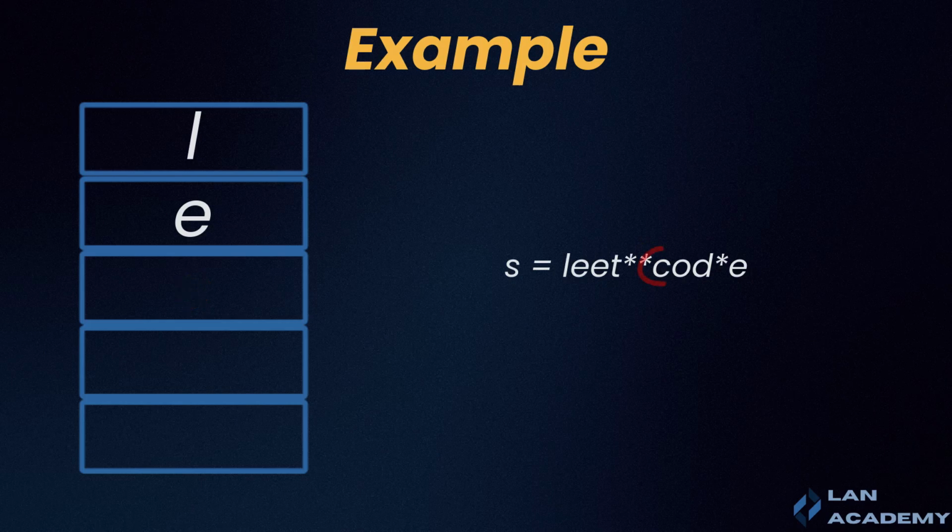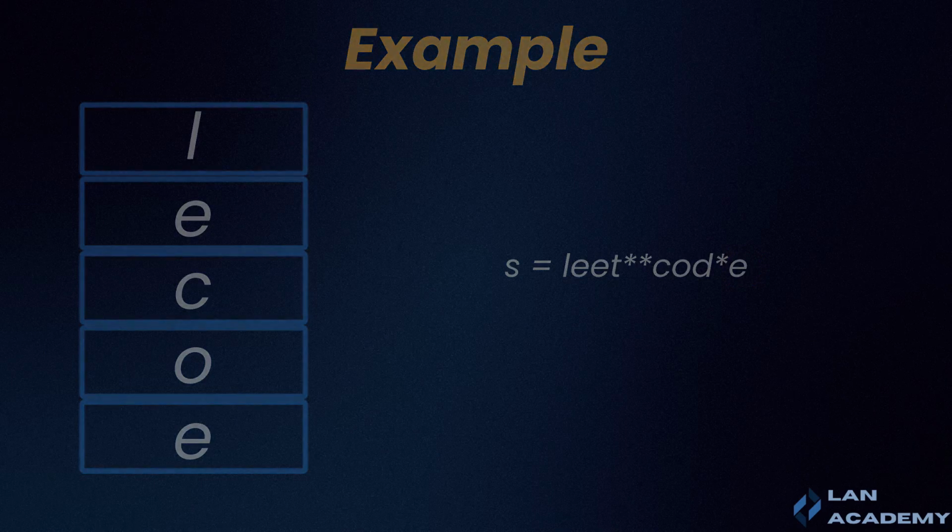Next, the character C is not a star, so it is added to the stack, making it LEC. The character O is added next, resulting in LECO. Then D is added, making the stack LECOD. When another star is encountered, I remove the last character from the stack, leaving LECO in the stack. Finally, the character E is added, resulting in the final stack LECOE.